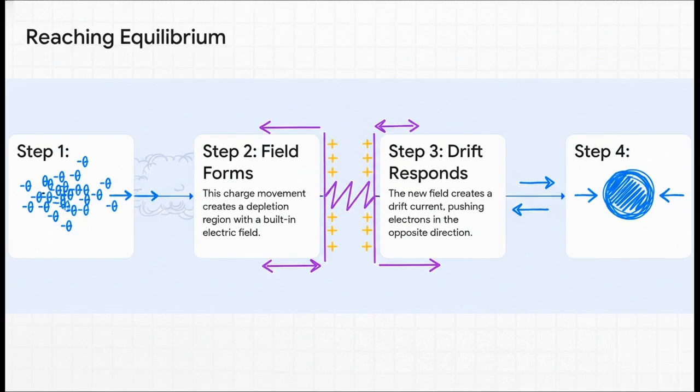But, and this is the genius part, as those negative electrons move, they leave behind positive charges. This separation of charge creates its own electric field. And what does an electric field do? It creates a drift current that starts pushing electrons back the other way. It's this amazing feedback loop. The diffusion literally creates its own enemy.